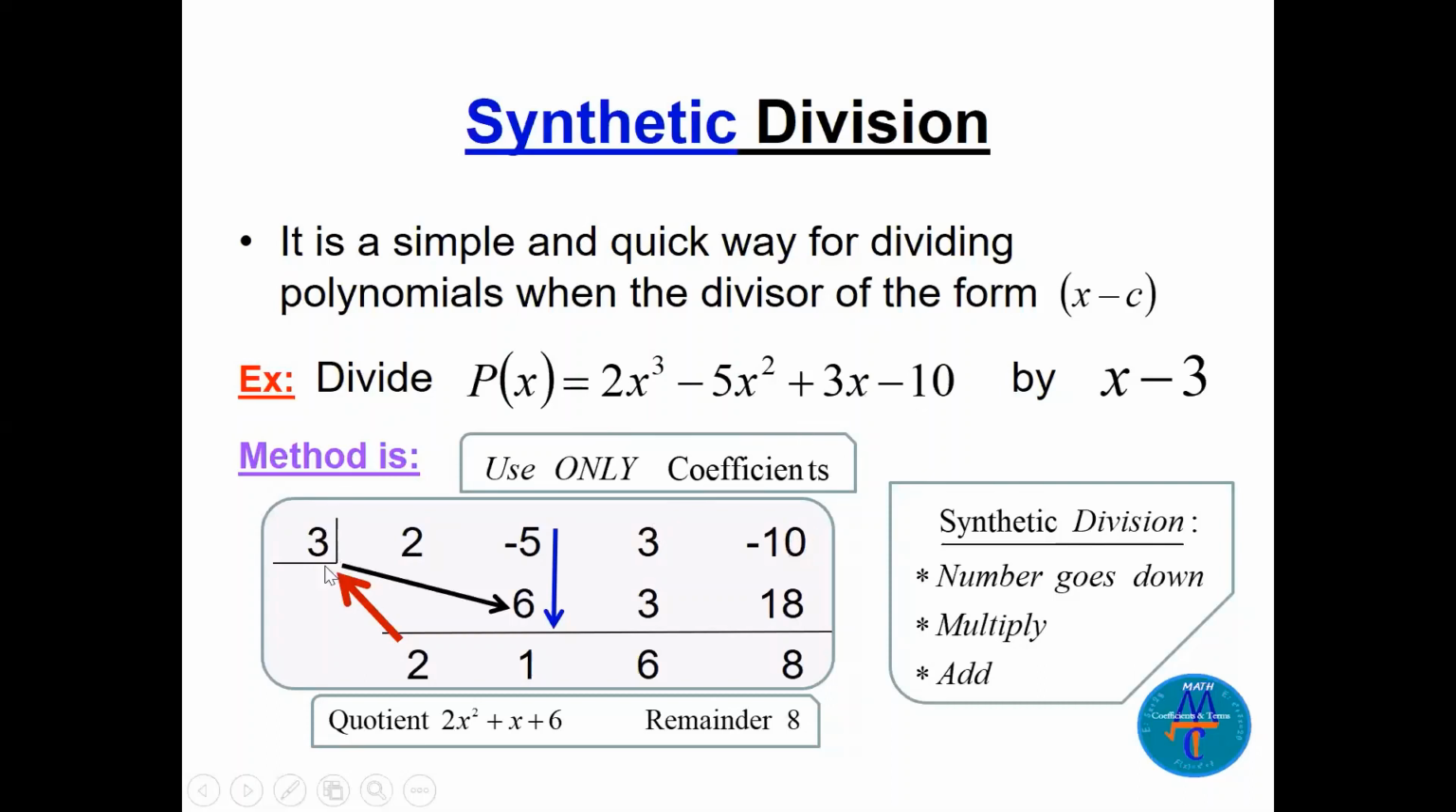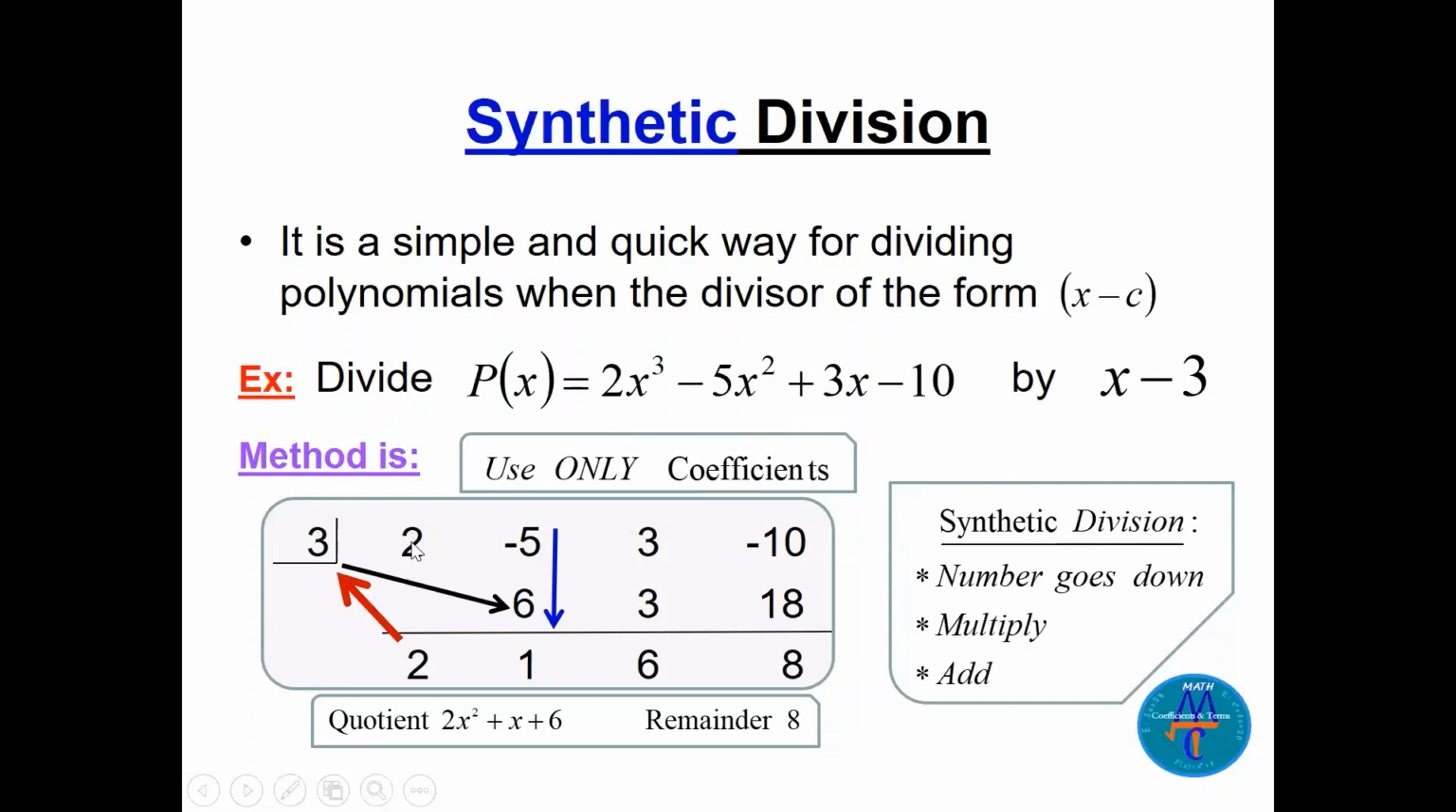So I put 2, see the 2 here, coefficient minus 5 and the coefficient 3 and minus 10. Then here I call this a chair. So in the chair I put the value which is the zero of this, which is c. See, x minus c is equal to 0, so x will be c. Or x minus 3 is equal to 0, x will be 3. On the chair here, I put the value of c.